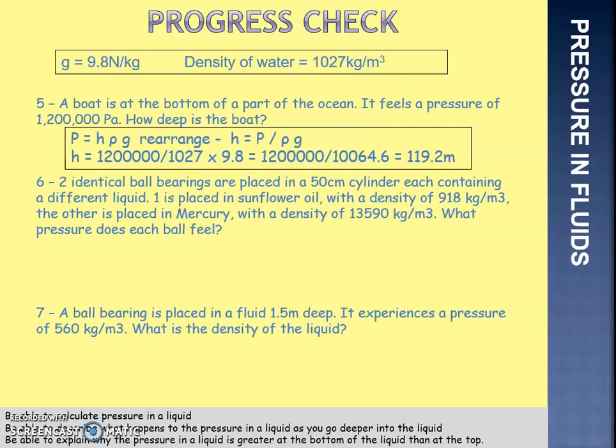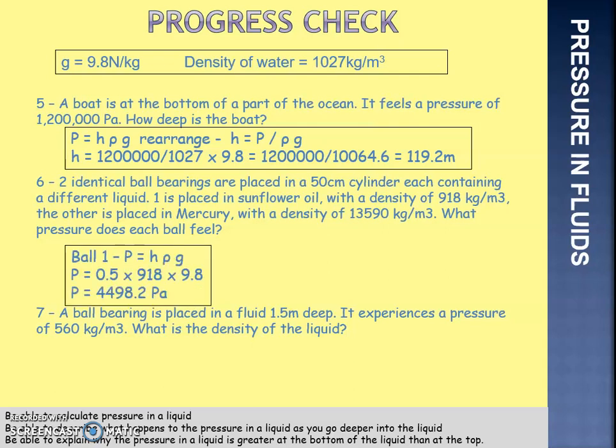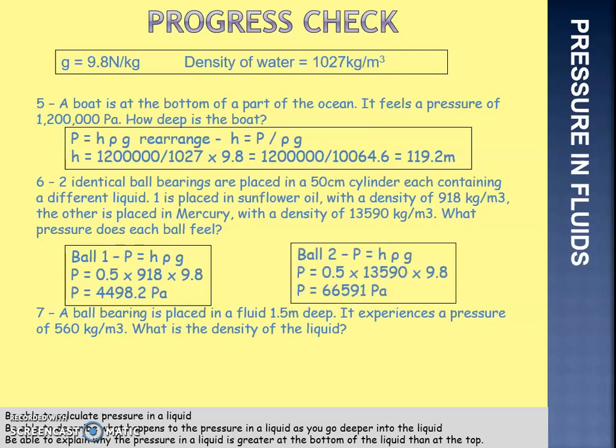What pressure does each ball feel? So ball 1 would feel a pressure of 4,498.2 pascals. Ball 2 would feel a pressure of 66,591 pascals, because the density of mercury is much higher, so it would feel a much larger pressure.